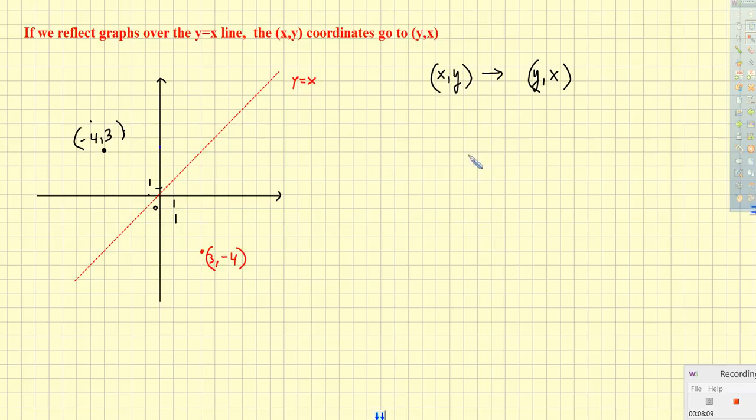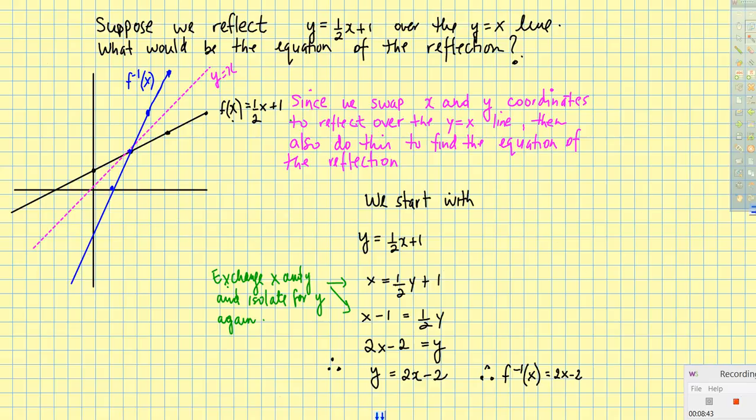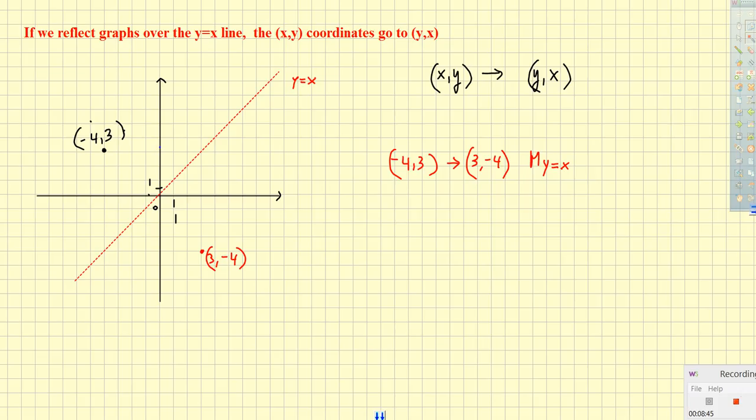That would be my reflection over the y equals x line. So m sub y equals x would be reflected as such. Okay, so negative 4, 3 would just become 3 and negative 4. I swap their positions. Now, that would take care of how I would reflect something over the y equals x line. I can also do that algebraically. And we've already done this algebraically in the previous sections.